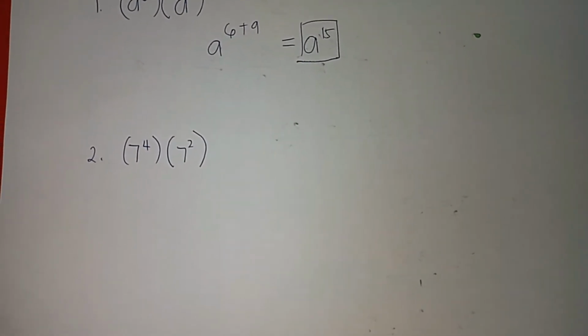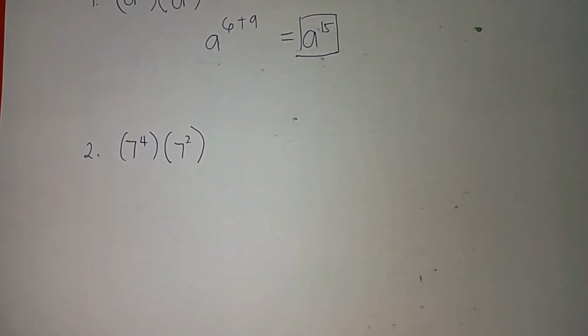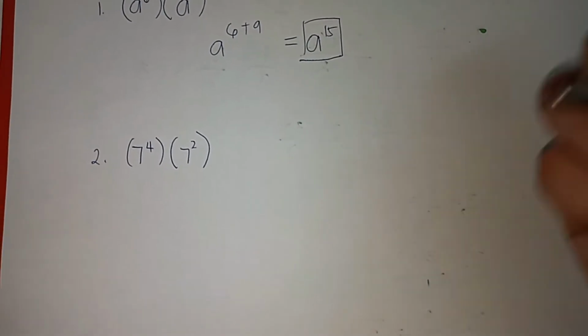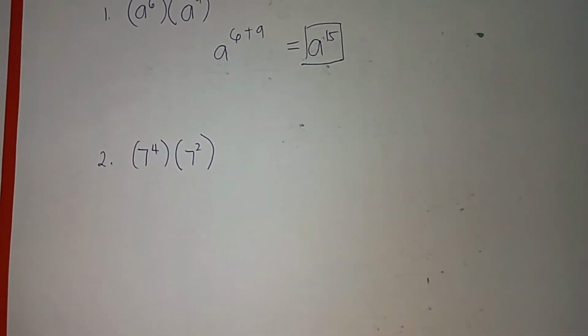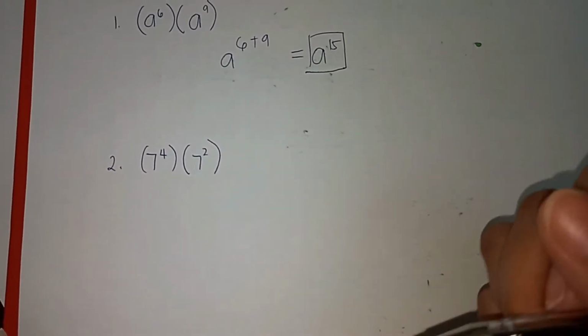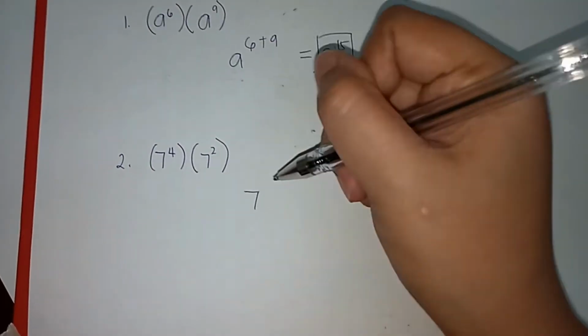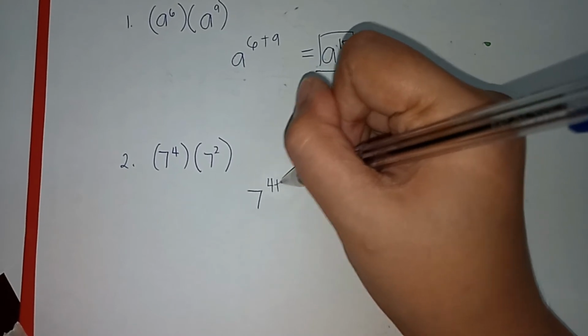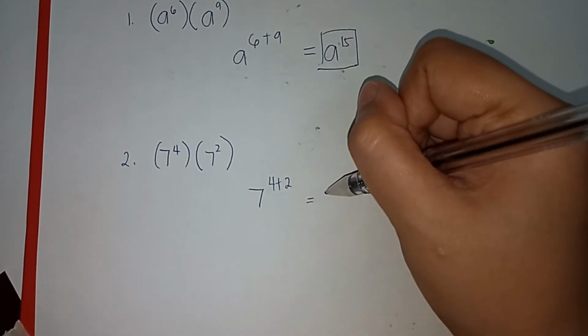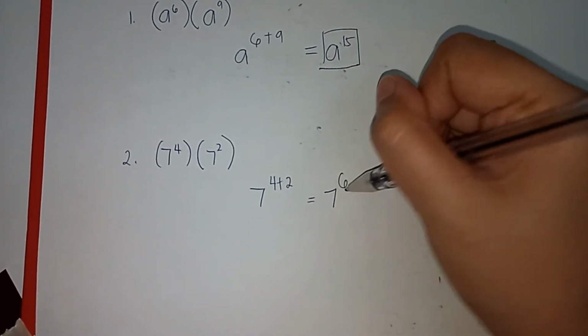We have 7 raised to 4 times 7 raised to 2. So, again, pareho ang base. So, ibig sabihin, ipag-a-add lang natin ang kanilang exponent. Kung ito po ay multiplication. So, 7 raised to 4 plus 2. So, we have 7 raised to 6.